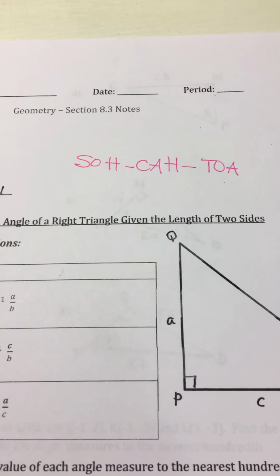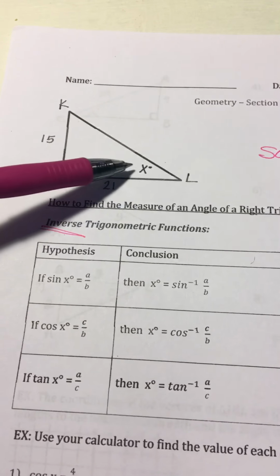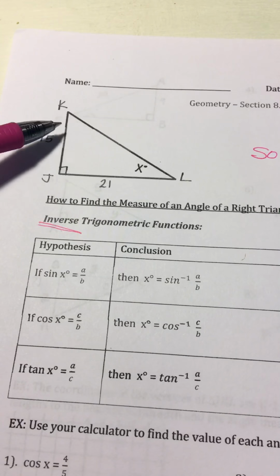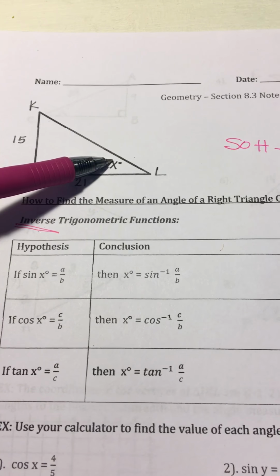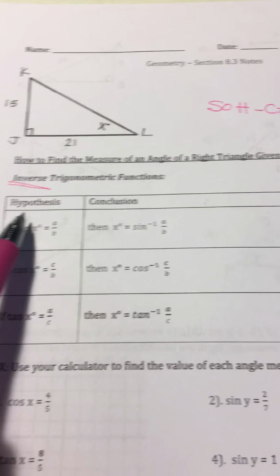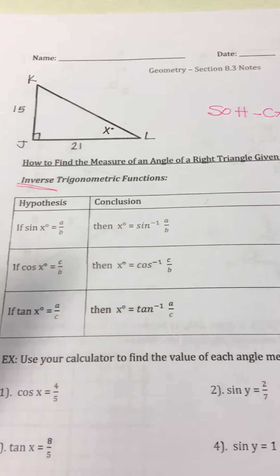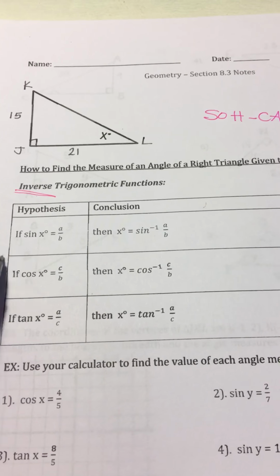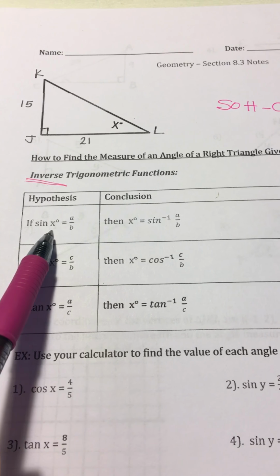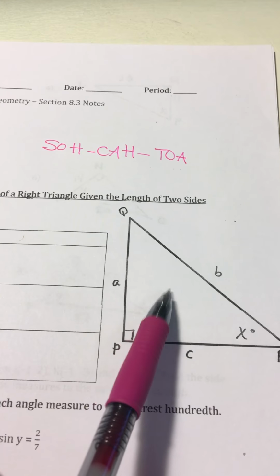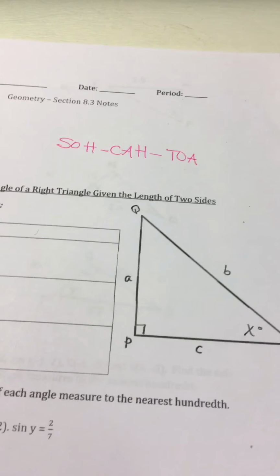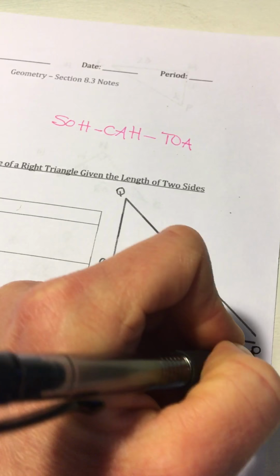And what's going to happen now is we're going to be looking for, like I said earlier, a missing angle. We'll be given a right triangle, we'll be given two sides, and we're going to be looking for the missing angle. And the way these inverse trig functions look, you have your hypothesis and your conclusion. So the hypothesis says if sine of x degrees, so if sine of an angle is a over b, and I'm getting a over b from this particular triangle.